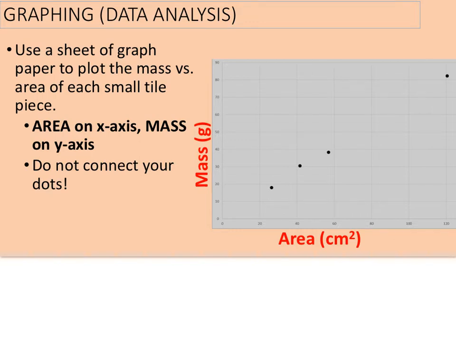The next thing that you'll need to do is to use a sheet of graph paper and make a graph. Our graph is going to be mass versus area. Area on your x-axis, mass on your y-axis. So you'll take the area and mass of each piece and plot that point on your graph. At this point, do not connect your dots. Sometimes when you're making a line graph, you will want to connect one dot to the other, but we're not going to do that for this particular lab.